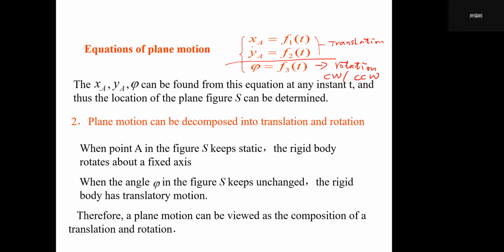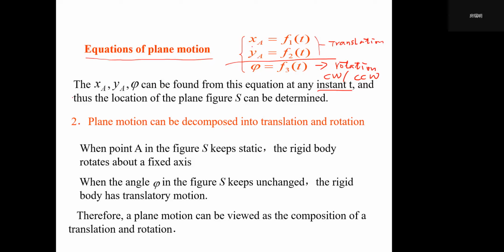So XA, YA, phi can be found from this equation at any instant time t, and thus the location of plane figure S can be determined. So that's the equations of a plane motion. I hope you guys can understand that, right?